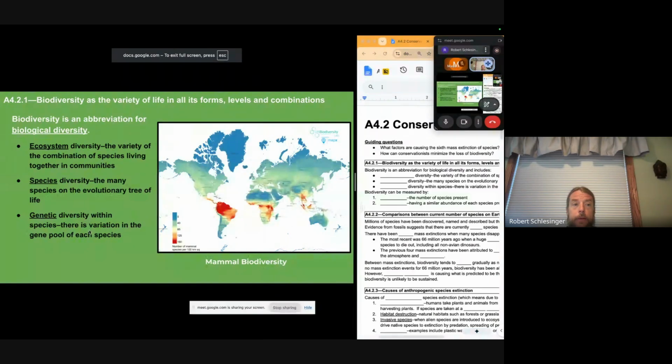We talked about genetic, we talked about ecosystem, we talked about species diversity. Any questions about these three different types of diversity? Nope. All right. Good deal.